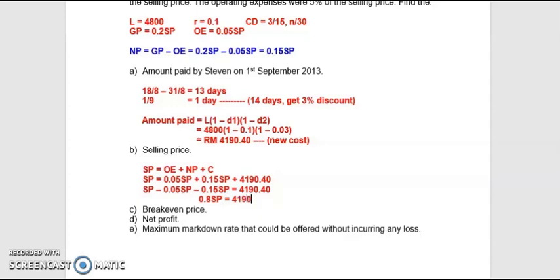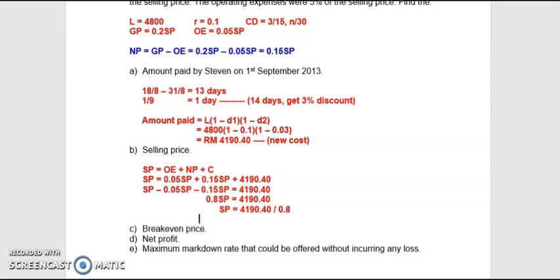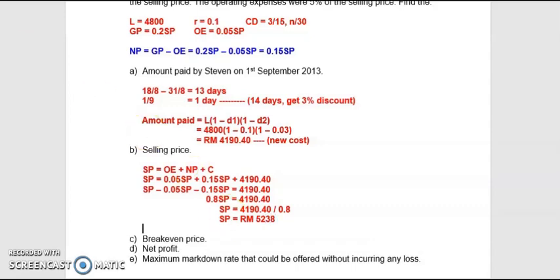For 4190.4. So 0.8 SP means that 0.8 multiplied by SP. So SP equal to 4190.4 divided by 0.8. So SP equal to RM5238. Okay, so that's how you find the selling price.